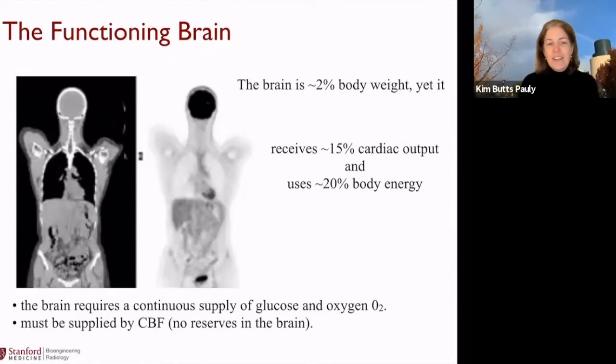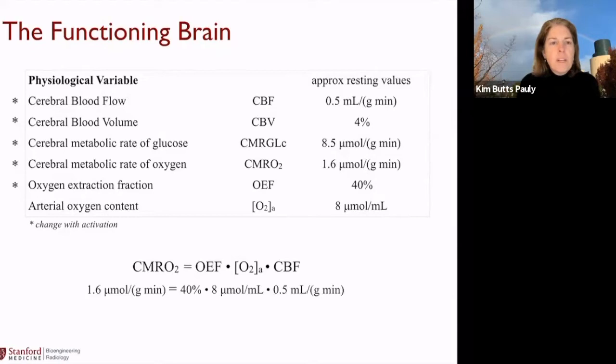All right, so let's keep going here. One of the things that we talk about in this lecture is that the brain doesn't have any reserves. So all of the energy must come in by the cerebral blood flow. It comes in through the blood. And in this table, we're telling you some of the physiological variables that are used for describing the brain. Let's just go through some of them. The cerebral blood flow, for example, is how much blood is coming up into the brain as a flow rate.